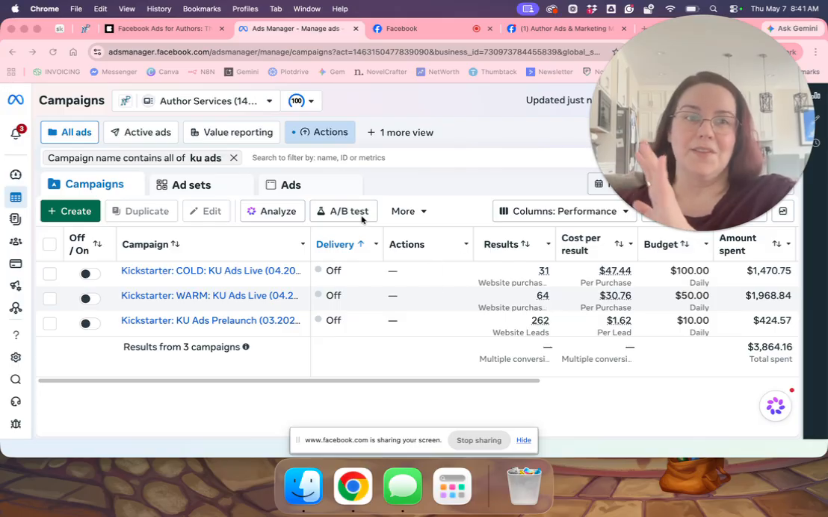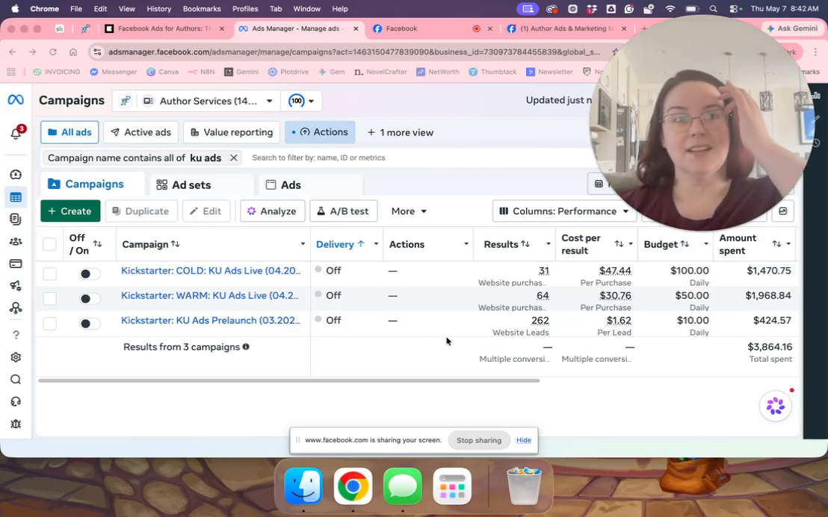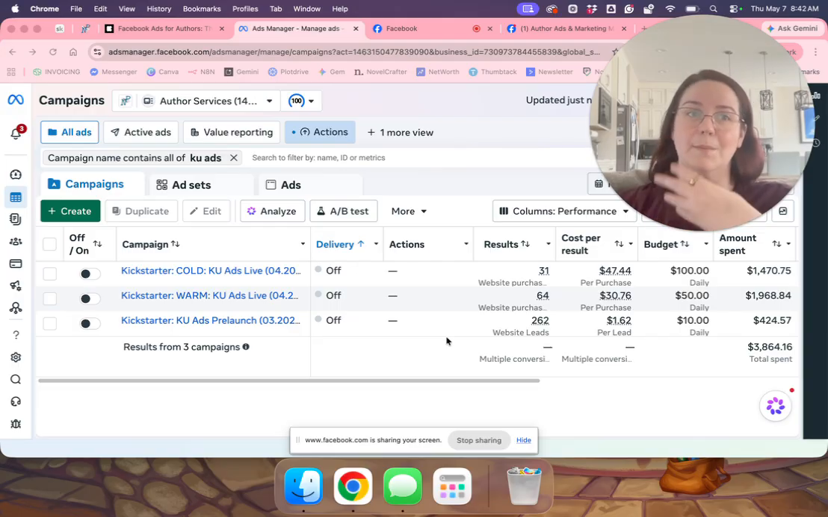So this is showing you some direct sales stuff. A lot of the principles are the same for direct sales versus traffic, but the metrics are going to look a little bit different, and I'll make sure I cover that thoroughly in the course.